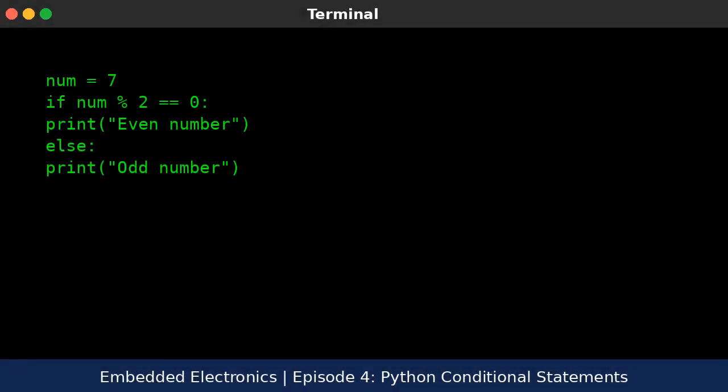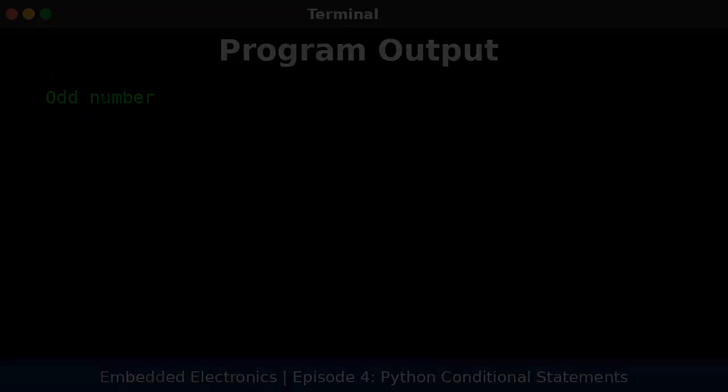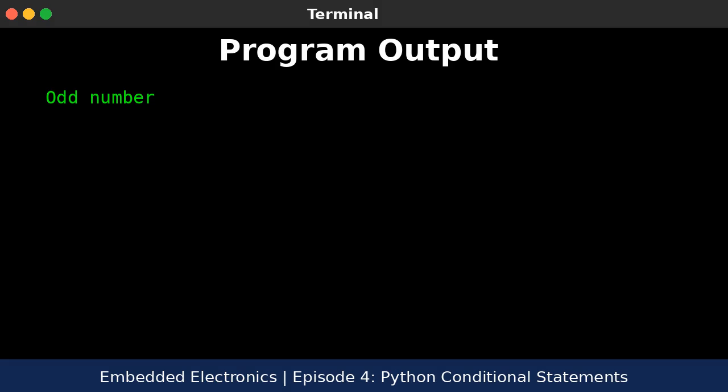Here, the program checks if a number is even or odd using the modulus operator. The output of example 2, if-else statement, is as follows. Odd number.